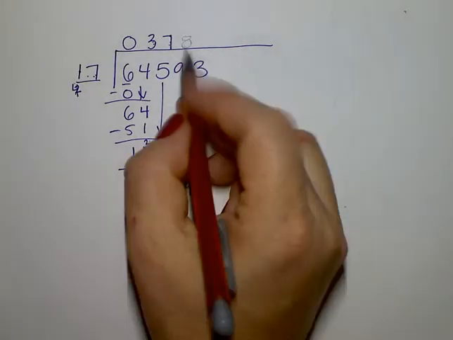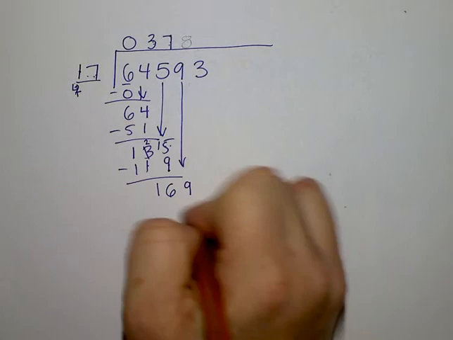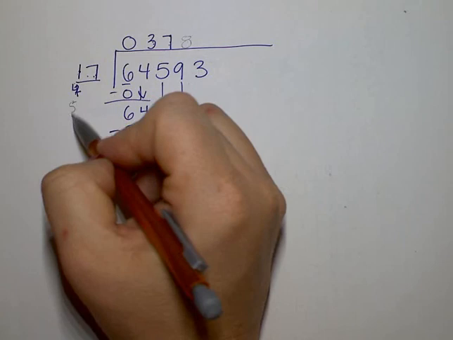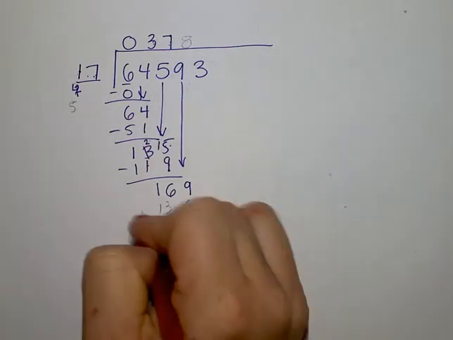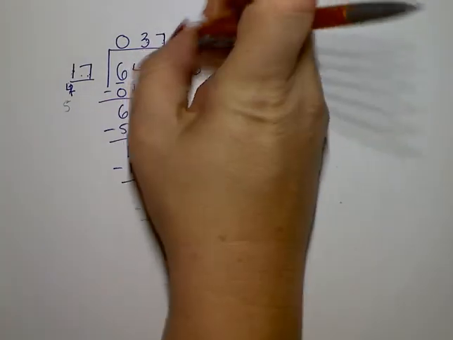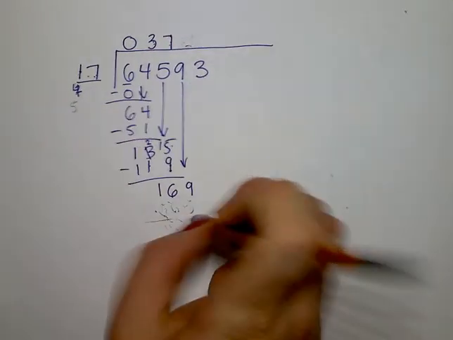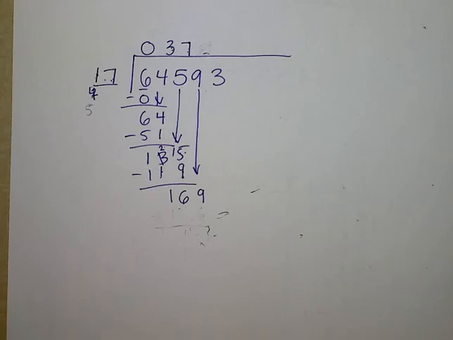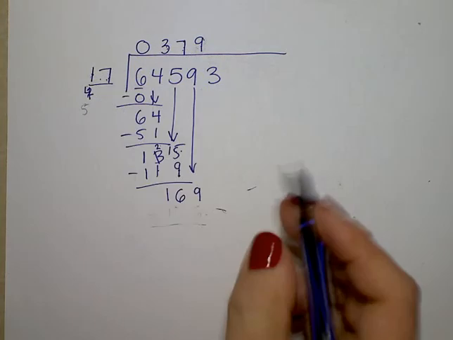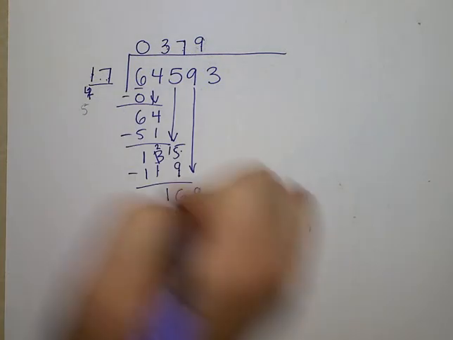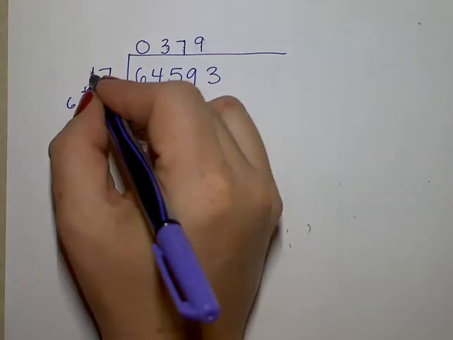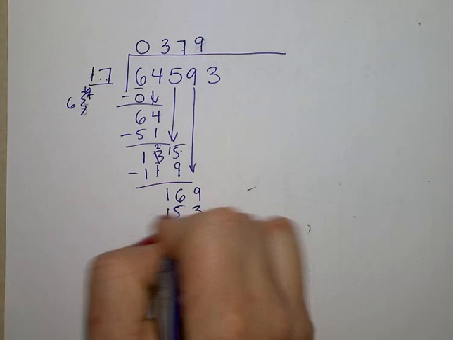Let's try 8. 8 times 7 is 56. Carry the 5. 8 times 1 is 8. Plus 5 is 13. Now when I subtract, I can see this number is greater than 17. That tells me that 8 is not the correct number. I need to bump up 1. So 9 times 7 is 63. Carry your 6. 9 times 1 is 9, plus 6 is 15. Change your sign and subtract down.